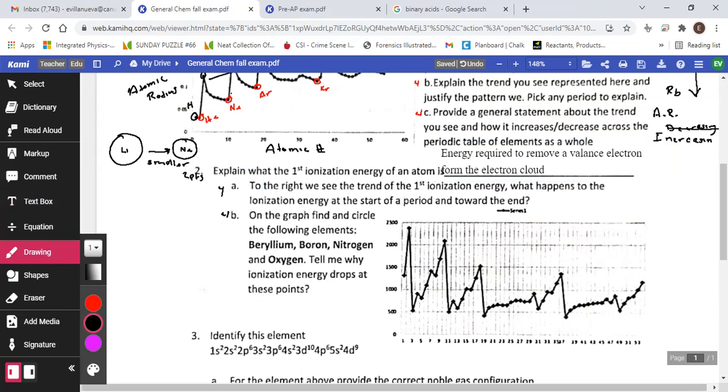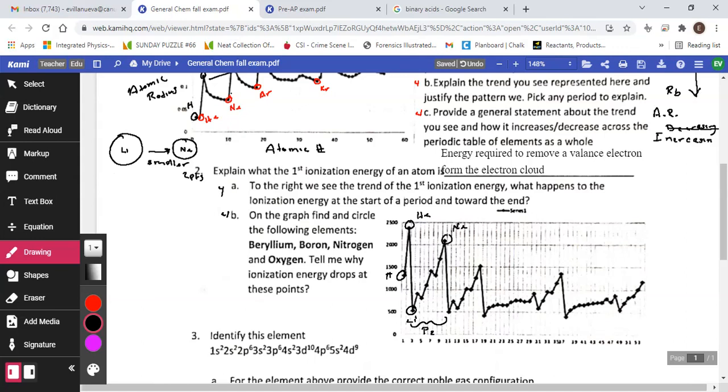Okay. So to the right here, we see the trend of first ionization energy. What happens to the ionization energy at the start of the period towards the end? So again, here we have hydrogen. Here we have helium. And then the next period, we have lithium, and then the last element here is neon. So from the start of the period on the periodic table, which is lithium, period 2, I'm going to label this here, period 2.